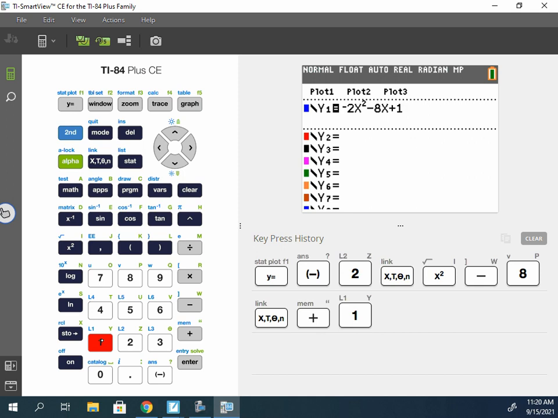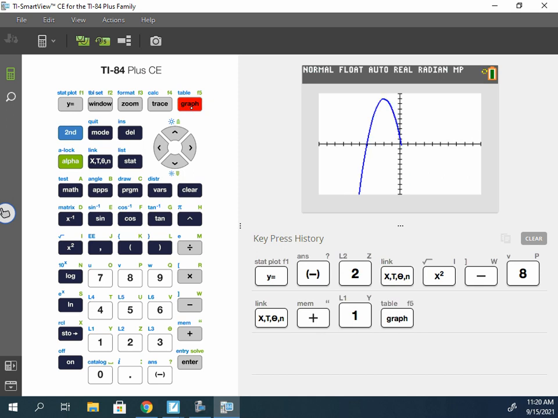We got that typed in. So if we hit graph, we all get something that looks like this here, yes? Well, there's our vertex, the highest point for this graph. And it looks like, so we said negative 2. It does look like it lines up at negative 2, yes? Questions?